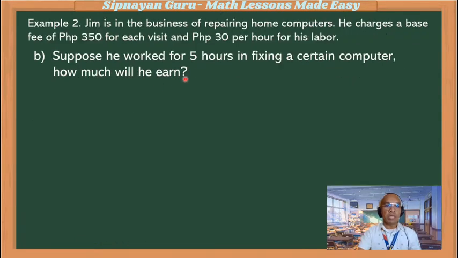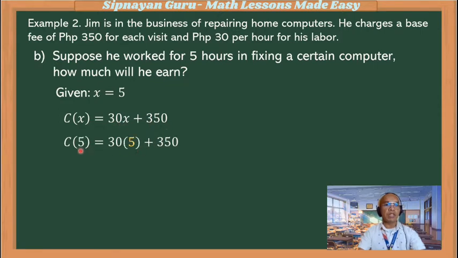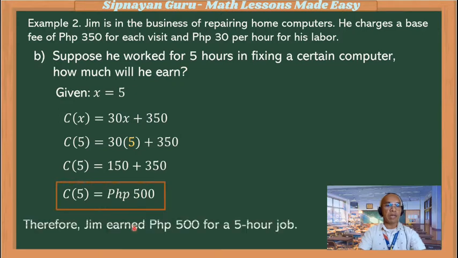Second question, suppose he worked for 5 hours in fixing the computer. How much will he earn? So the number of hours of his labor is 5 hours since he is working for 5 hours. So our function C of x is equal to 30x plus 350. So C of 5 is equal to, x substituted by 5, 30 times 5 plus 350. Simplify, 30 times 5 is 150 plus 350. And 150 plus 350 is 500. So therefore, Jim earned 500 pesos for a 5-hour job.